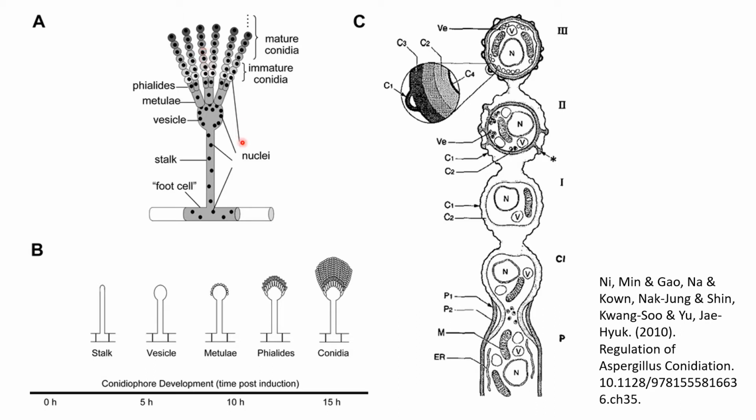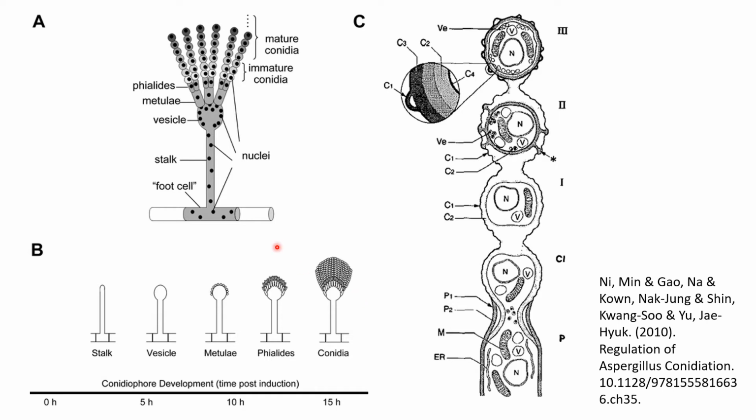So this is the structure of a conidiophore, and this is the development of conidiospore. Of course, you have the stalk forming, then later on we form the vesicle, and then we have the metulae, the phialides, and conidia.